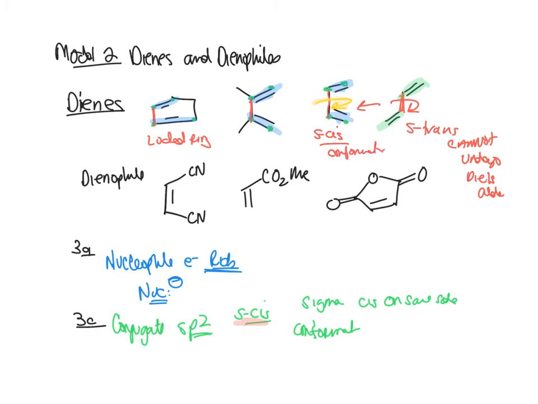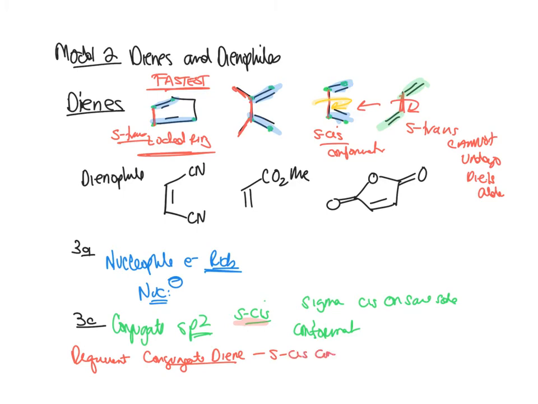Okay, here, this one's going to be more locked in because you've got the methyl here, so you're not going to have as fast rotation. This cannot go into S-trans because it's a ring. So this is going to be your fastest reacting diene. So one of the requirements is a conjugated diene, right? A diene, and it needs to be in the S-cis conformation. So if I were you on my reaction sheet, I'd write that as a requirement.